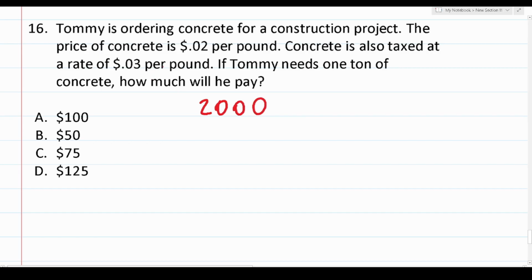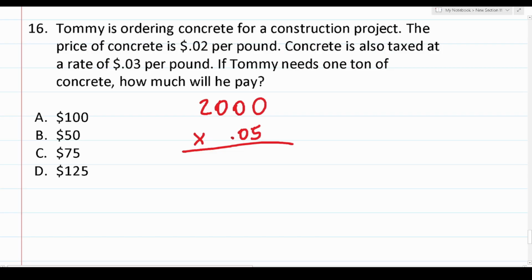And we know the concrete itself is 2 cents per pound, and it's taxed at a rate of 3 cents per pound. So in total, he's paying 0.05, which is 5 cents per pound for this concrete. Again, that's the cost of the concrete plus the tax for the concrete. And now to solve this one, we're just multiplying a whole number by a decimal, which we've done quite a bit in this video, if you made it this far.